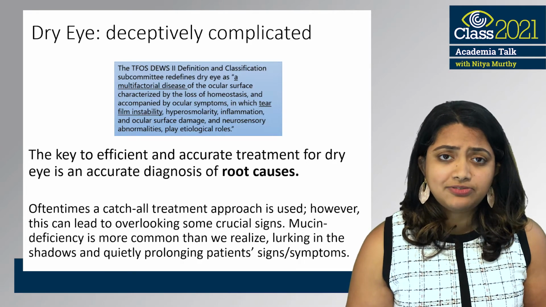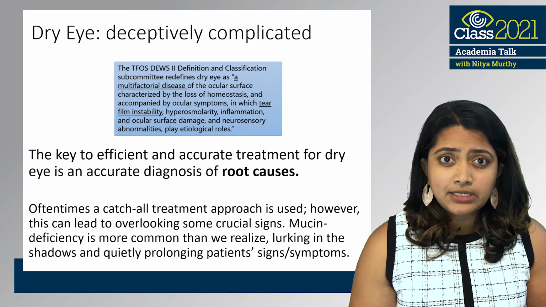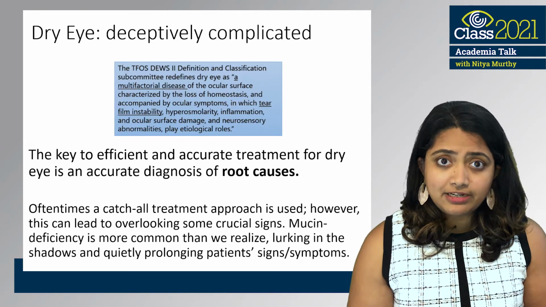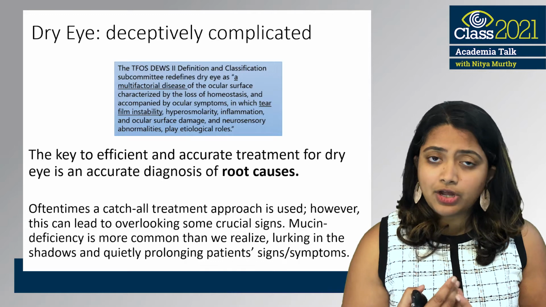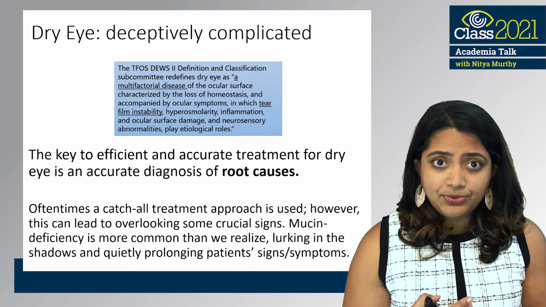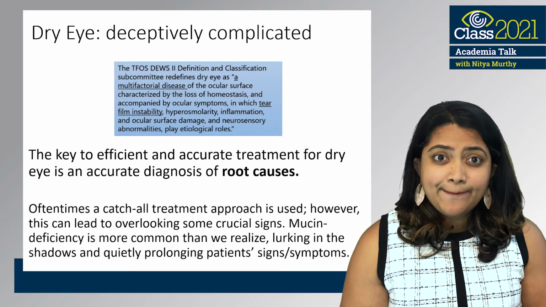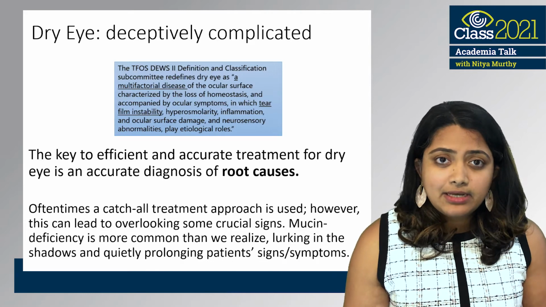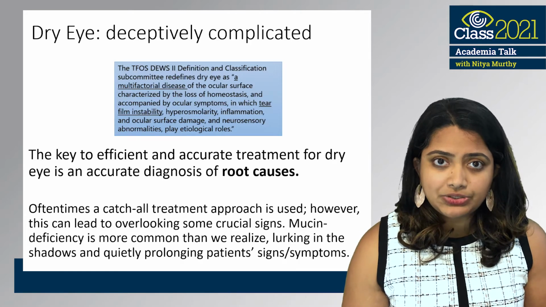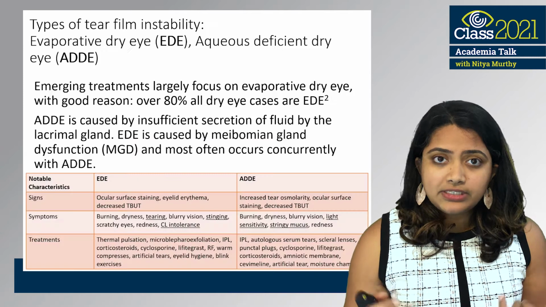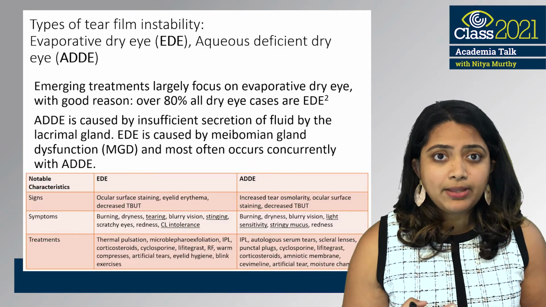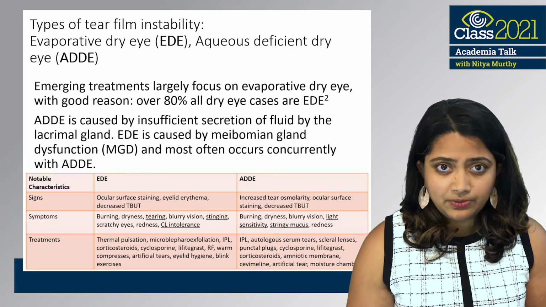Mucin deficiency is one of those things that is often missed. The hallmark sign of mucin deficiency is conch staining, and we'll talk about that in depth throughout the course of this talk today. But when we see conch staining or when we see other signs of mucin deficiency and we don't treat it, that's when we continue to have subjects and patients that just don't feel comfortable in their lenses.